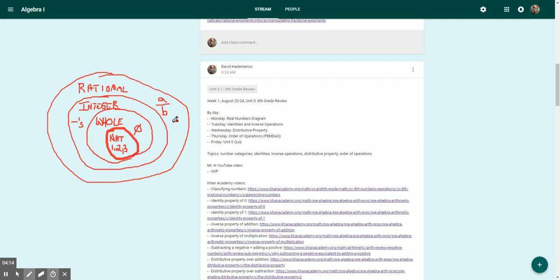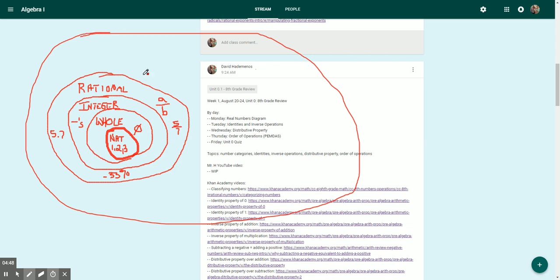But then you'll have things like 5 over 7. Okay? This one is in between 1 and 2. So it's not an integer, but it is rational. Or you might have -33%. Or you might have 5.7. All of these can be written as a fraction. And then we've got a much larger set. And these are your real numbers.